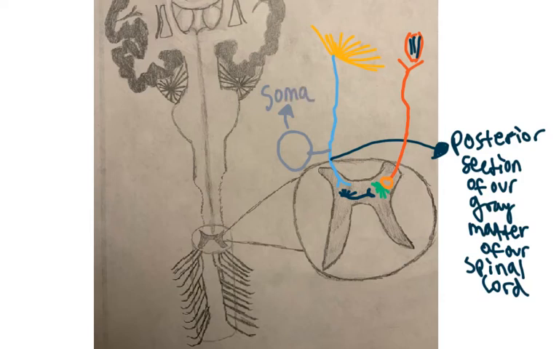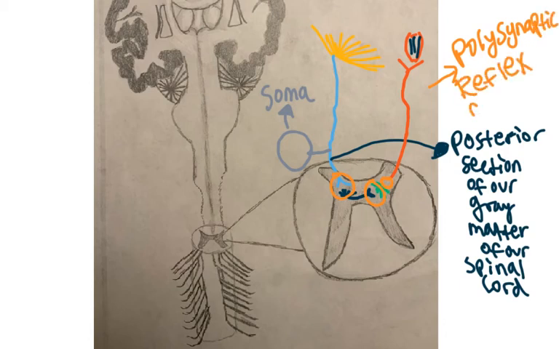All right, and so that's pretty much that. And you can identify this as a polysynaptic reflex arc because, first of all, this is a reflex arc, and second of all, it has more than one synapse. We have one synapse here, and we have one synapse here. So as soon as you see this, you should know that this is a polysynaptic reflex arc.